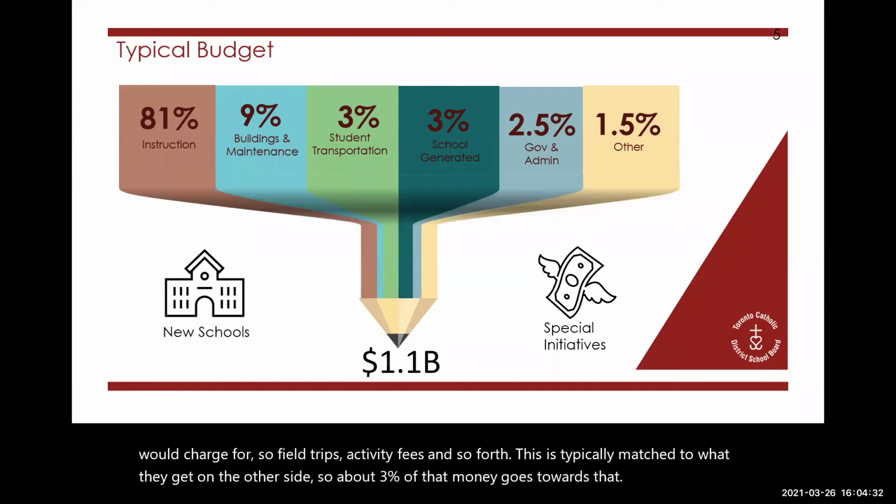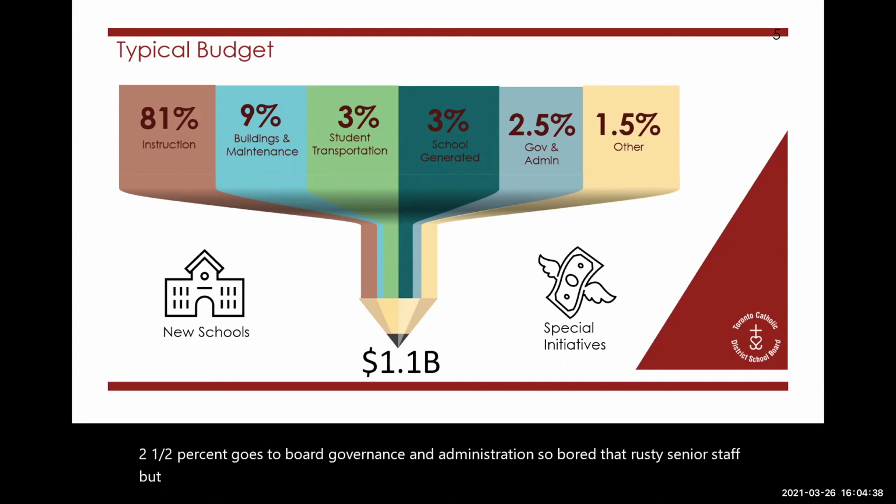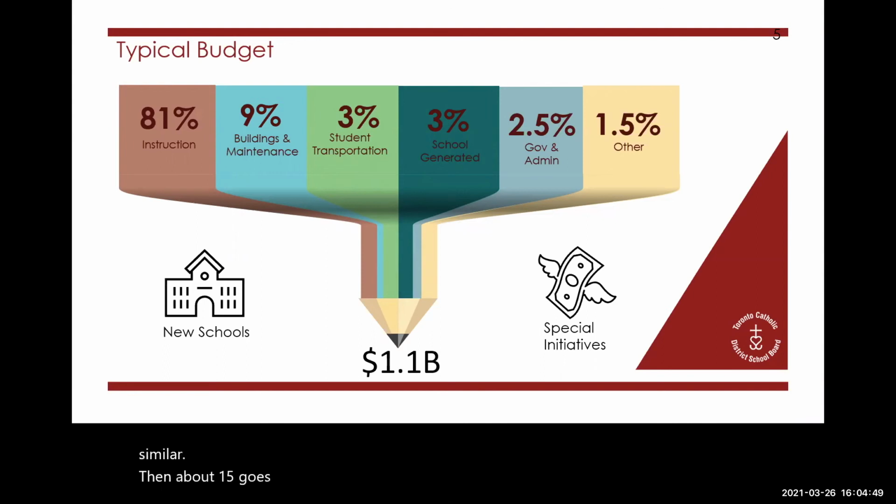2.5% goes to board governance and administration, so board of trustees, senior staff, but also goes into other central services such as HR, IT, and a few other areas that are similar. And then about 1.5% goes into other items, things like insurance and so forth. They don't fit neatly into one of these categories.